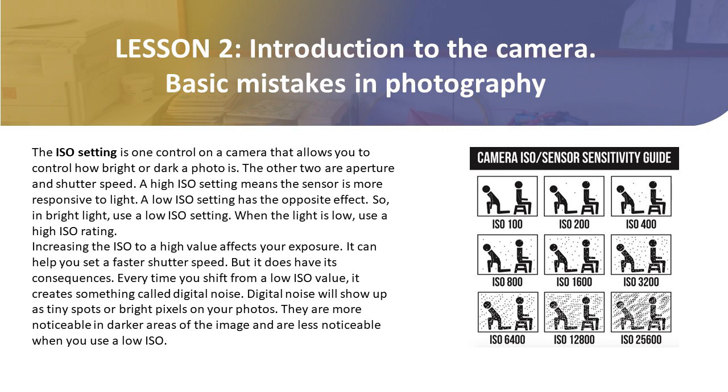But like everything in this life, it does have its consequences. So every time one shifts from a low ISO value, it creates something called digital noise. Digital noise will show up as tiny spots or bright pixels on your photos. They are more noticeable in darker areas of the image and are less noticeable when you use a low ISO. So there is always a price to pay for the luxuries we get, either in light, life, or death.